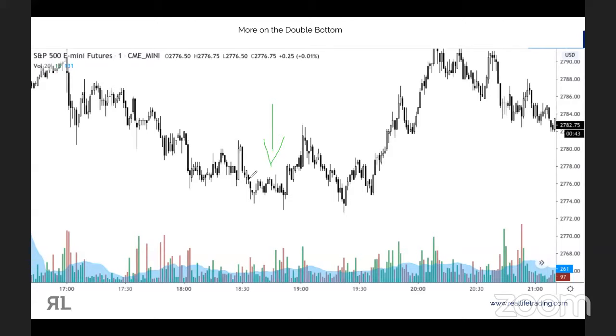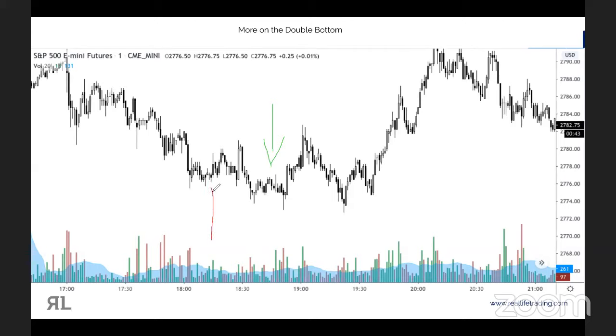I saw a 190-year-old ficus tree take that trade to make money. 190-year-old ficus. They don't even have brains. It's a tree, and they made money on that candle pattern, that chart pattern.